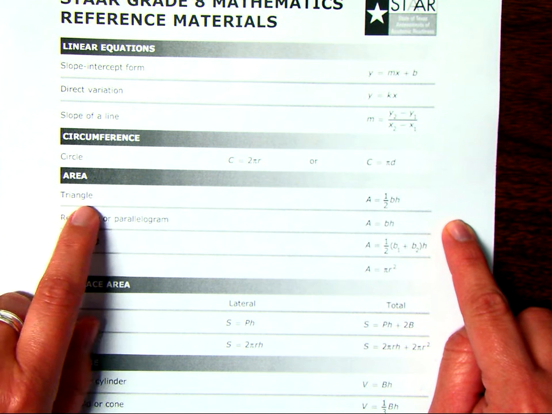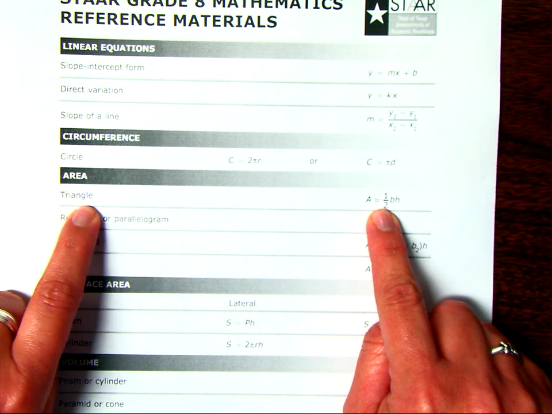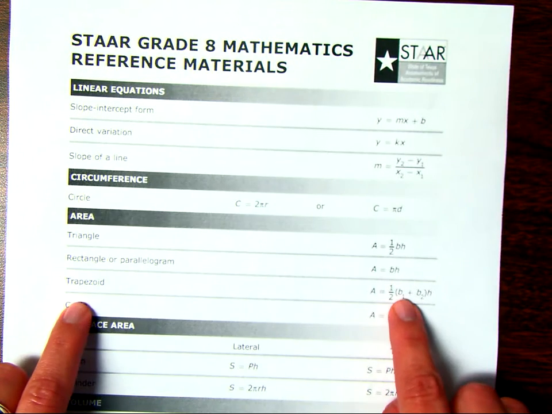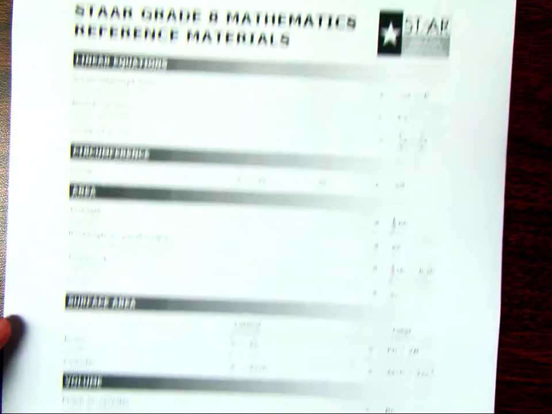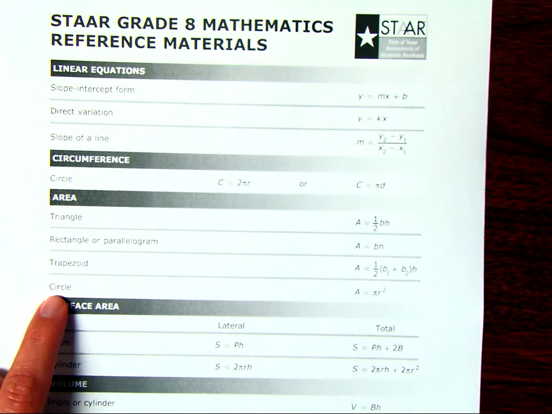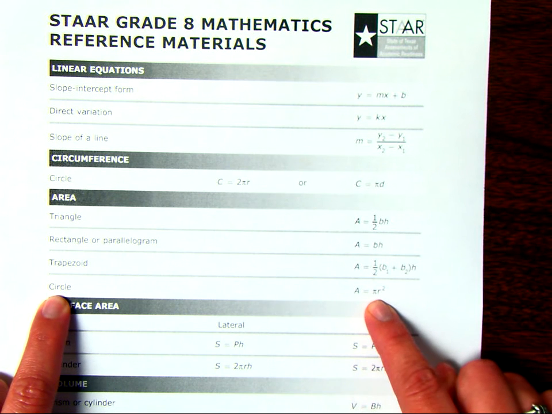So if you have a triangular prism, you're going to find the area of that base and then multiply by the height of the prism. But if it's a rectangle or parallelogram or trapezoid or anything like that, but if you're a cylinder, your base is a circle. So that's what we're going to use, the area of the base times the height of the cylinder.